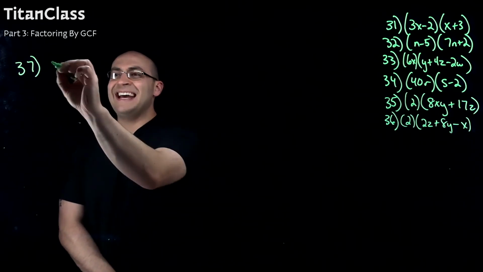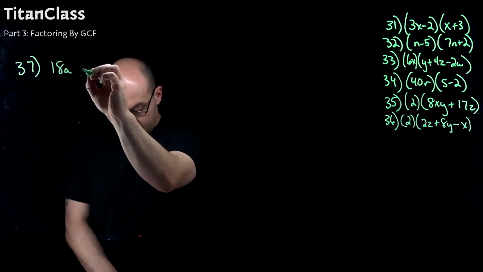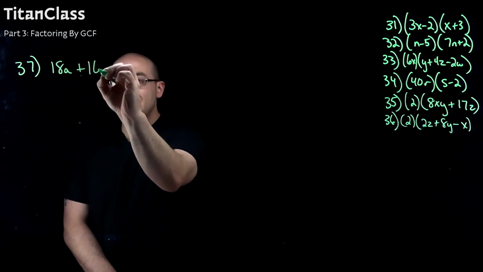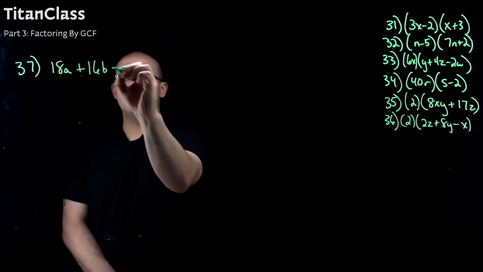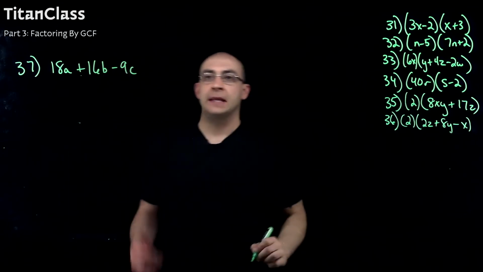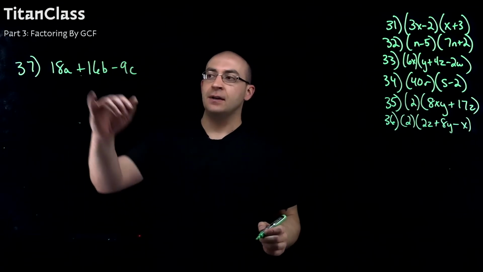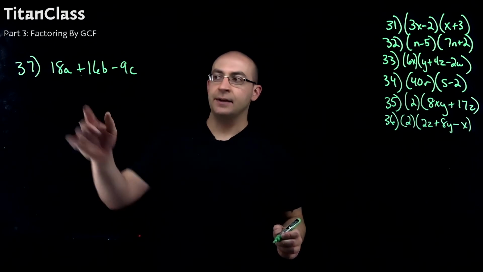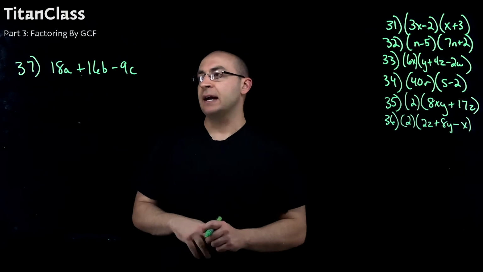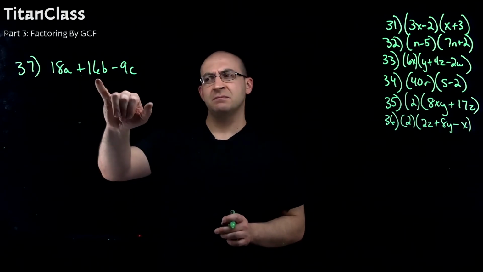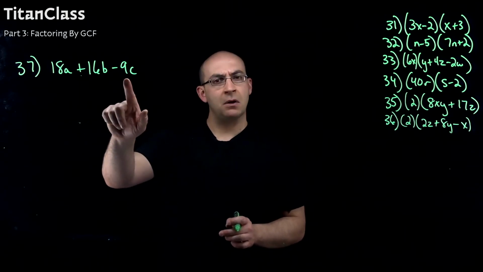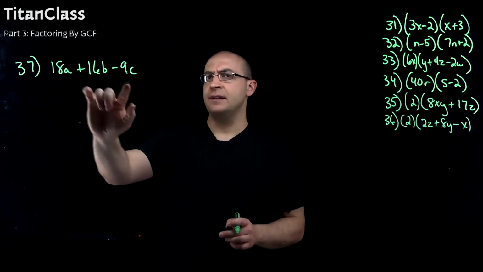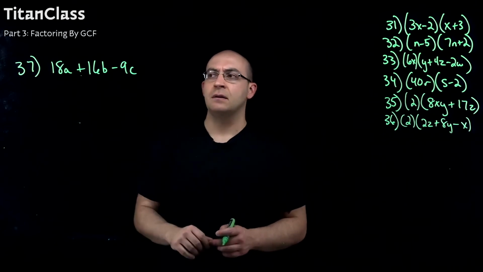18a plus 16b minus 9c. You're seeing the pattern of the letters here. A, B, and C, they're not in common in any way. So let's see what number we can take out of everything. 3? Huh. I can take a 3 out of these two, but I can't take a 3 out of that.